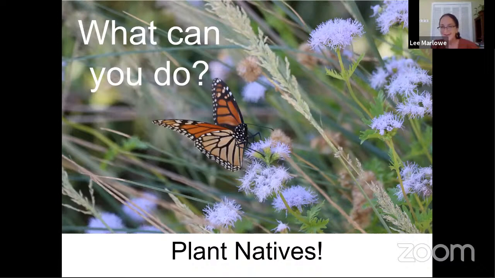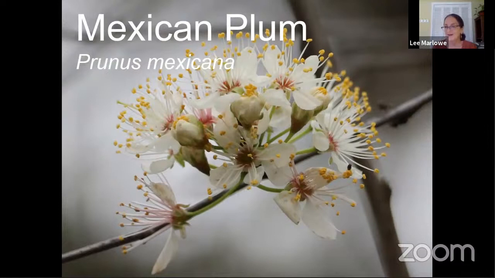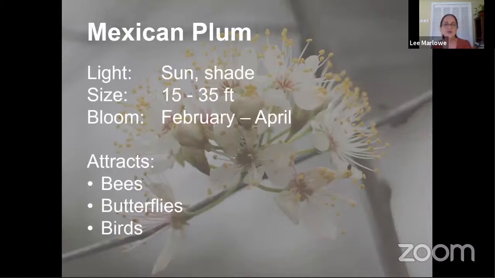Okay. All right, the first plant I'm going to highlight here is Mexican plum. This is an understory tree. This tree really does best on the edges of woodlands. That's where you see it in natural areas. It can take full sun, but it prefers that edge, so it's kind of part shade. It can grow up to 35 feet, but usually it's around 15 or 20 feet or so.